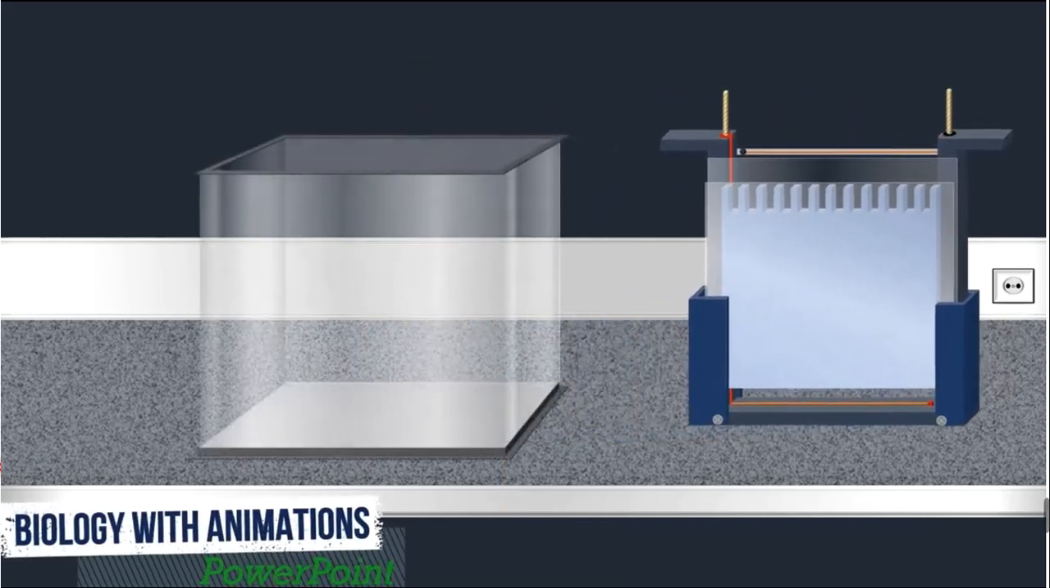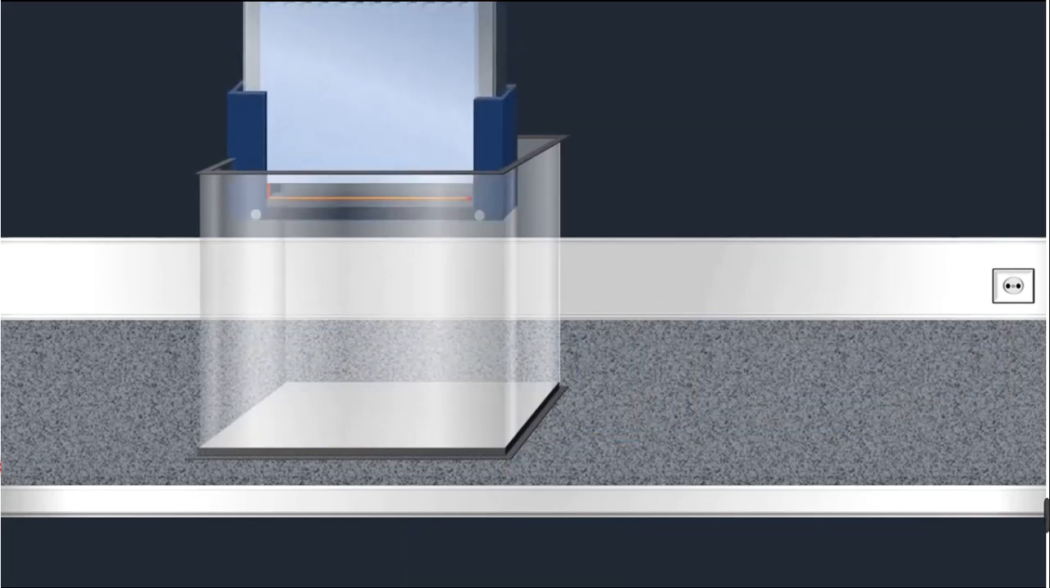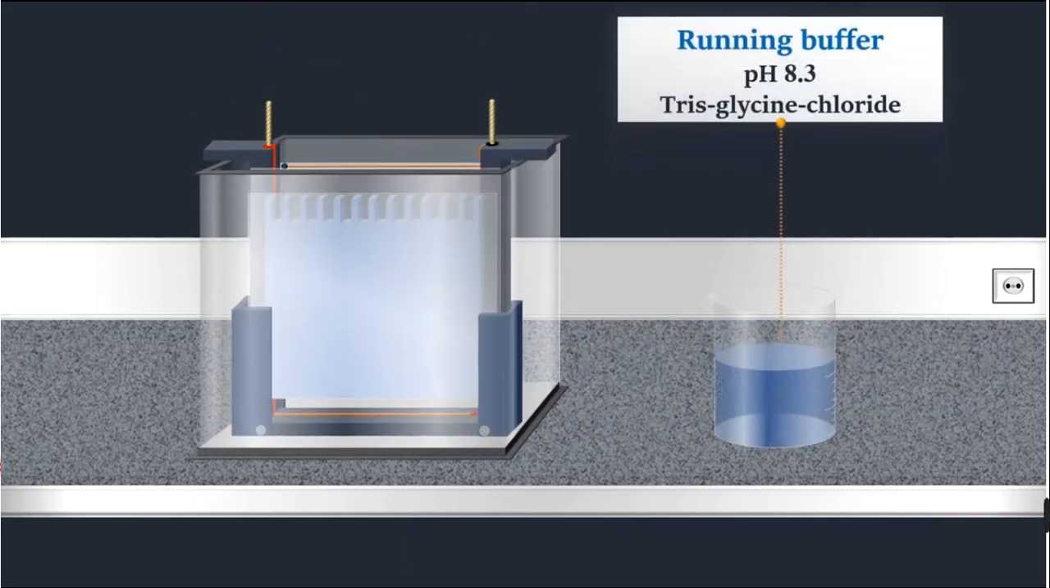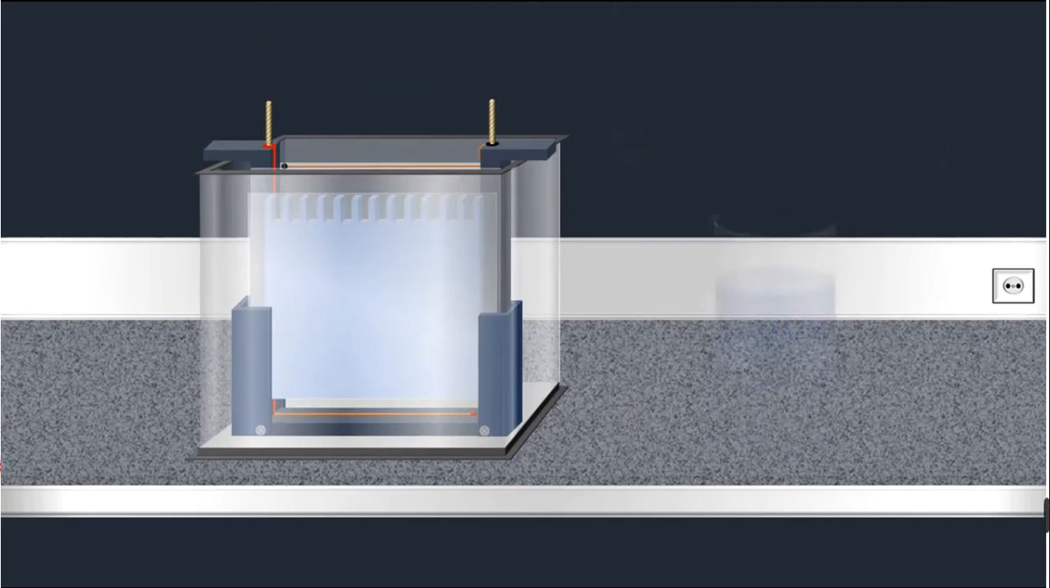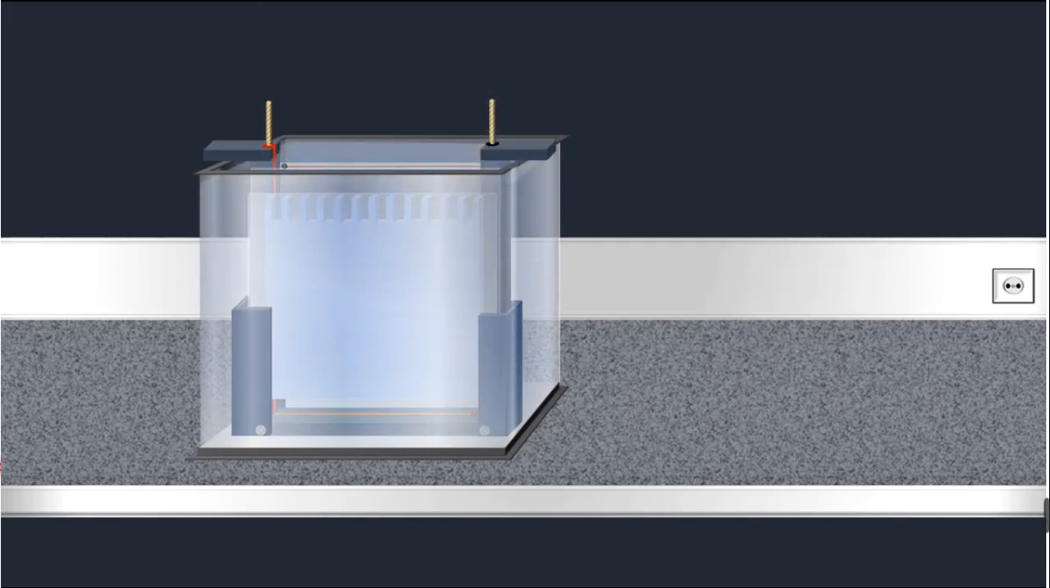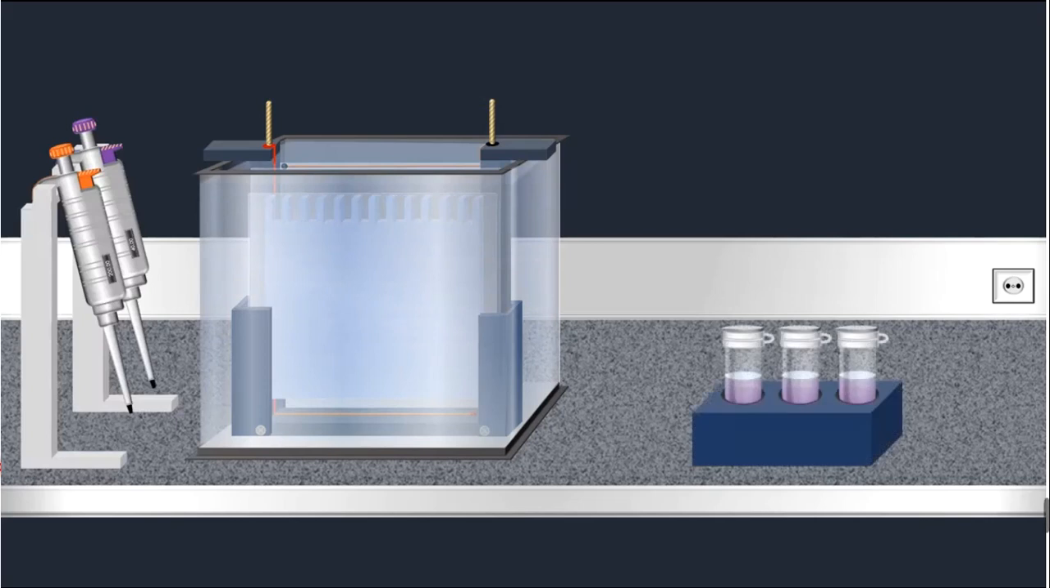The gel is inserted into a chamber, and a tris-glycine chloride buffer system with pH 8.3 is poured to allow the conduction of current through the gel. SDS is also present in the gel and in the running buffer to make sure that once the proteins are denatured, they stay that way throughout the run.